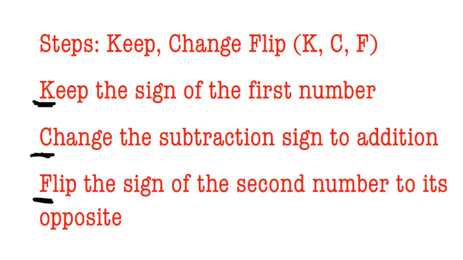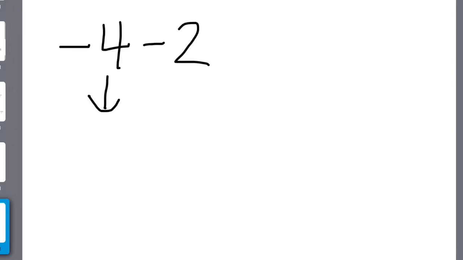Let's look at some example problems and subtract negatives using keep, change, flip. The first problem that we are going to do is -4 minus 2. We are going to keep the first number, -4. So we're going to keep the sign of the first number. We are going to change the subtraction sign to an addition sign.